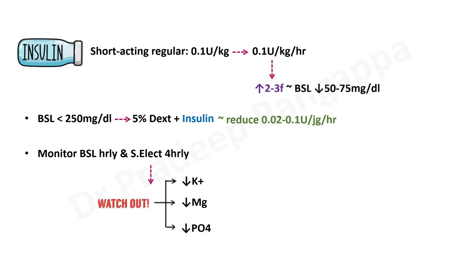Obviously, when you are treating DKA, you have to keep looking at potassium levels, which will drastically start coming down. You have to replenish this potassium once the sugars are coming down and once you have initiated insulin. Even if your magnesium level comes down, you have to replenish magnesium.